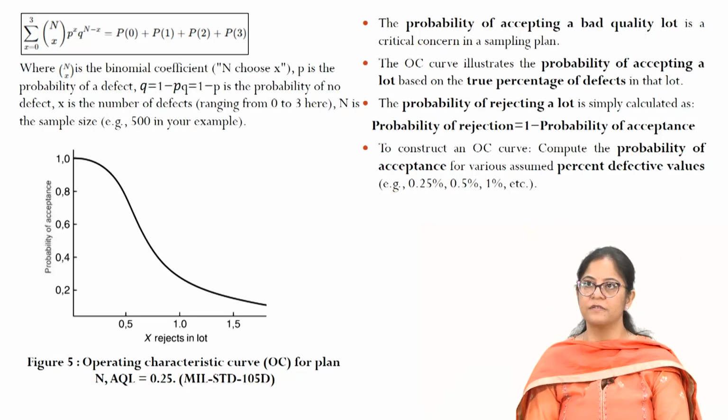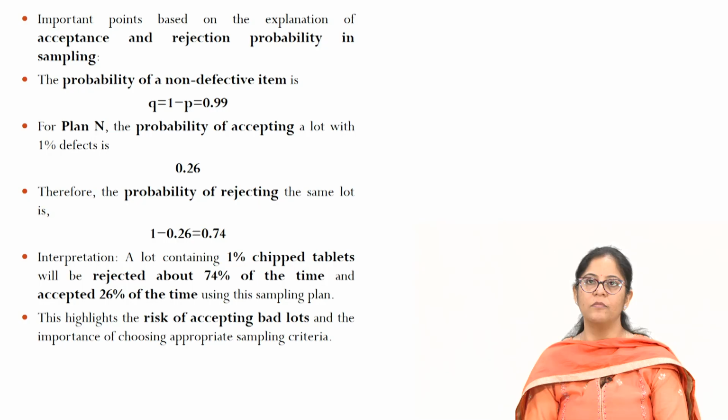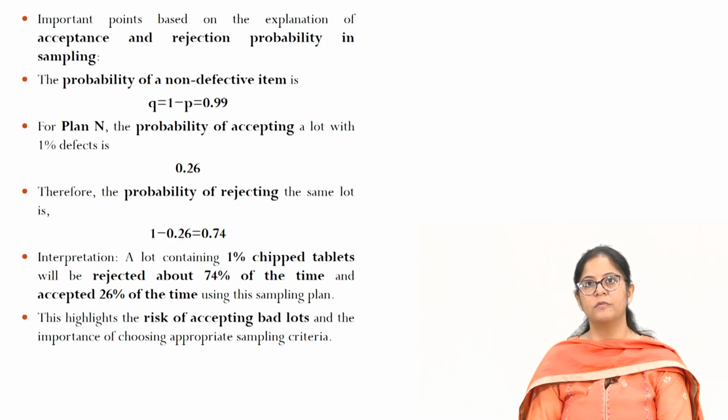The OC curve illustrates the probability of accepting a lot based on the true percentage of defects in that lot. The probability of rejecting a lot is calculated as: probability of rejection is equal to 1 minus probability of acceptance. To construct an OC curve, compute the probability of acceptance for various assumed percent defective values, that is 0.25%, 0.5%, 1%, etc. Then important points are based on explanation of acceptance and rejection probability in the sampling.